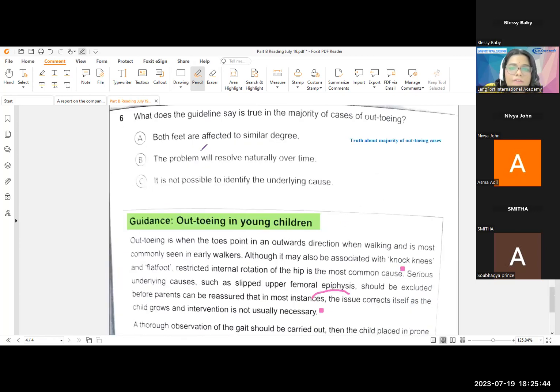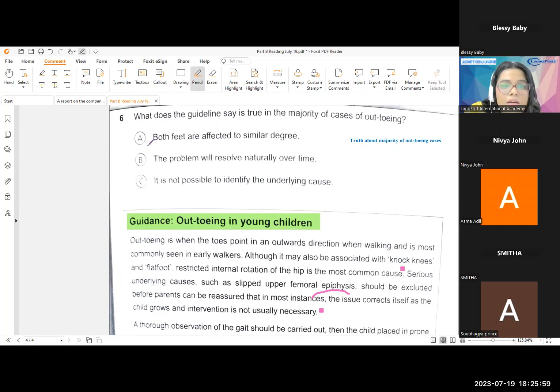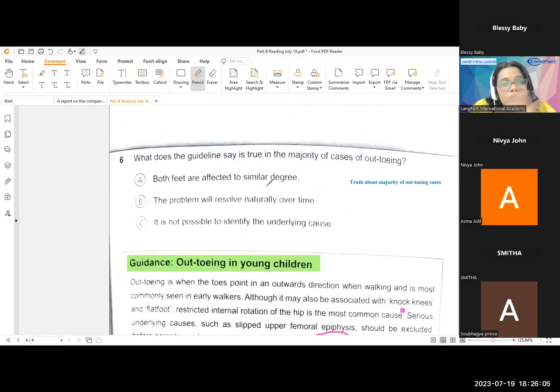Okay, now let's have a look at the options. Jyoti, can you read the options one by one for me, please? We need to find out among these three what is true. Option A says that both feet are affected to a similar degree. Have they said that both feet are affected in the same manner anywhere? No. So we can reject option A.